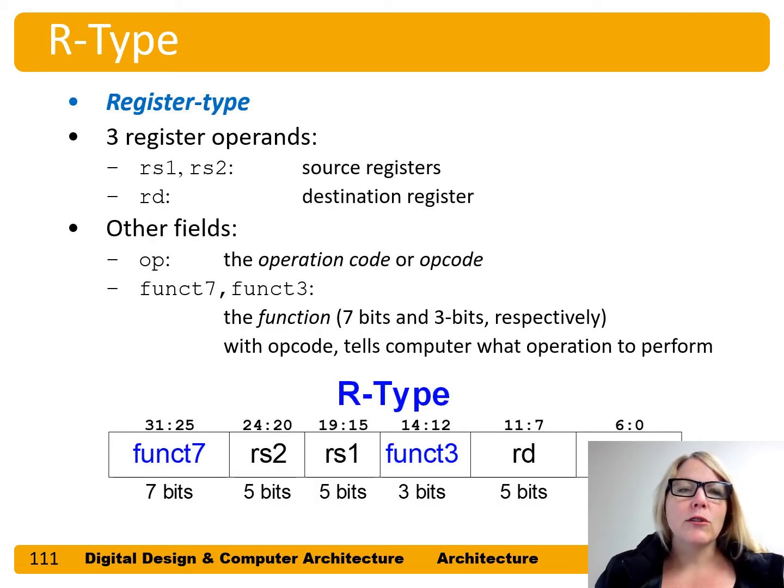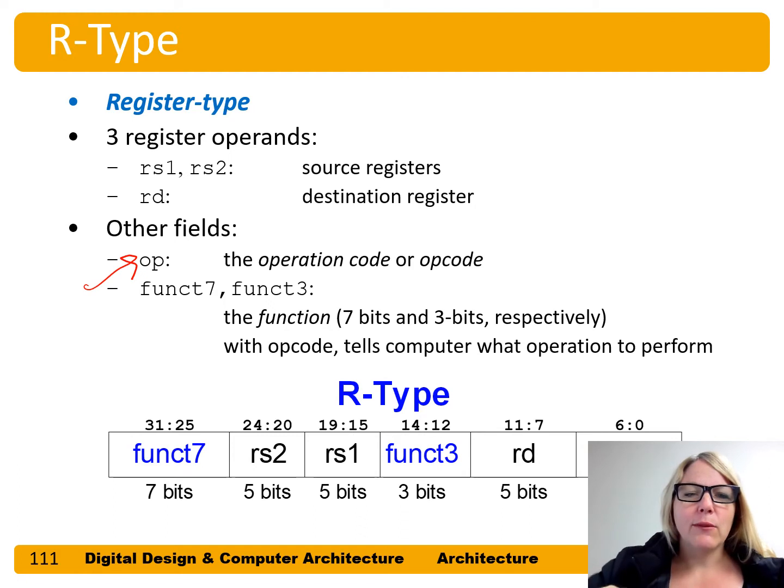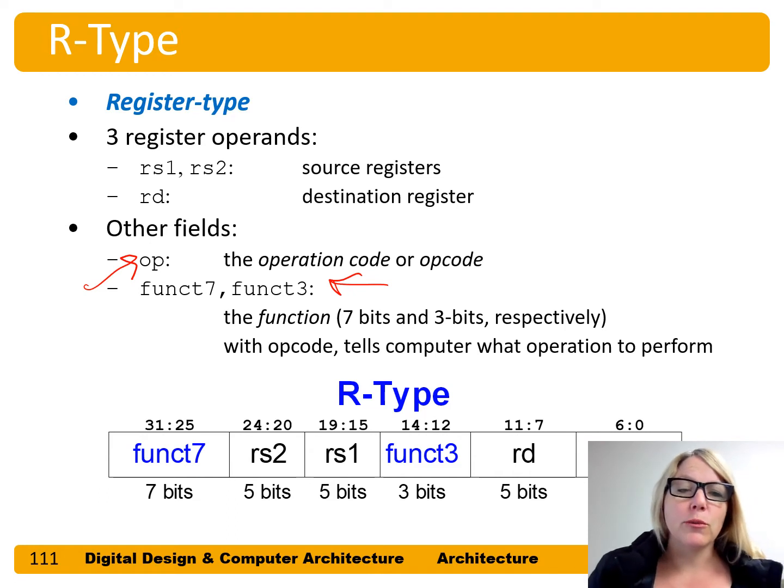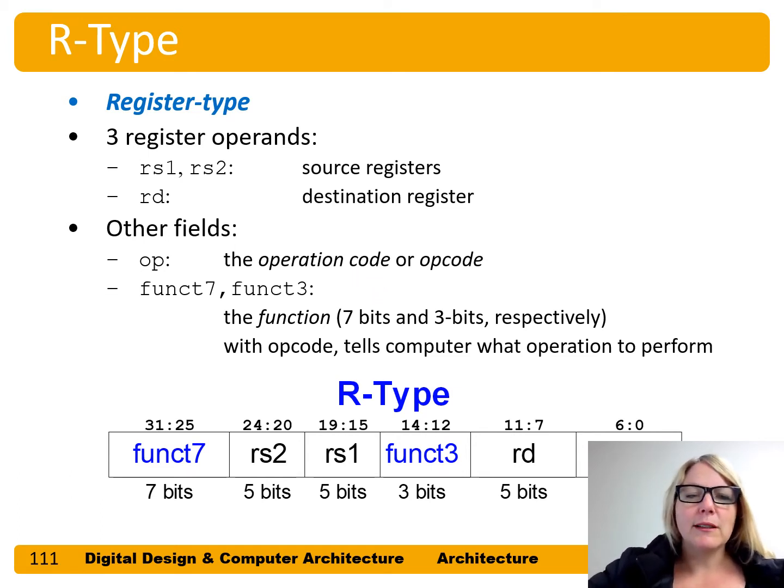We'll start with R-type. So R stands for register. So R-type is a register type instruction where the operands are all registers. So we have a source register or 2 source registers, RS1 and RS2, and a destination register. And we also have what we call control fields, the op field or opcode or operation code. And then we have 2 other fields that control what operation the computer should perform: funct7 and funct3. The 7 and 3 indicate the number of bits we use to encode those fields. So the function bits, 7 and 3 bits, with the opcode tell the computer what operation to perform.